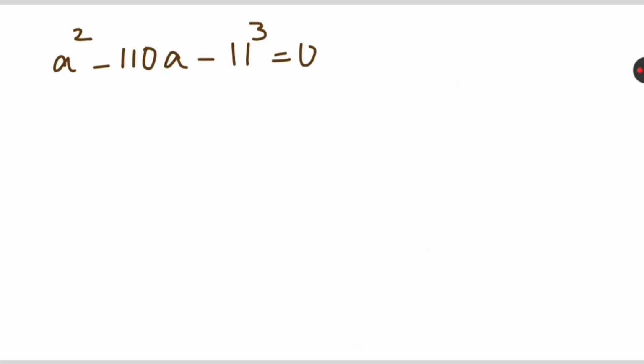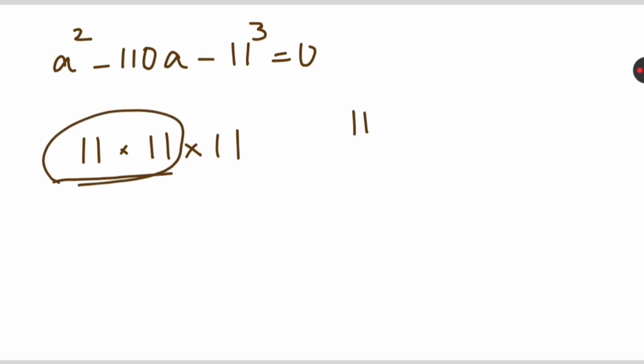So what is the 11 raised to the power of 3 value? 11 raised to the power of 3, we can write this as 11 times 11 times 11. First we do 11 times 11, which is 121. We know that 11 times 11, the result is 121. Still we need to multiply by 11.